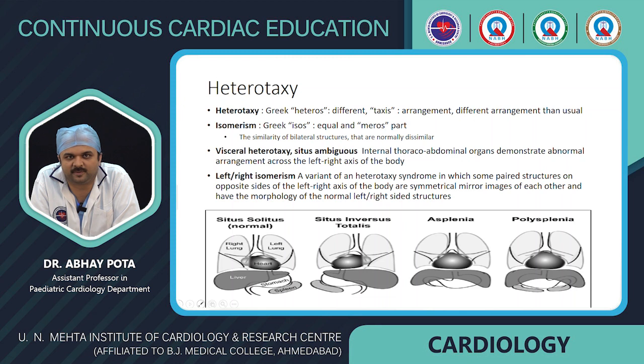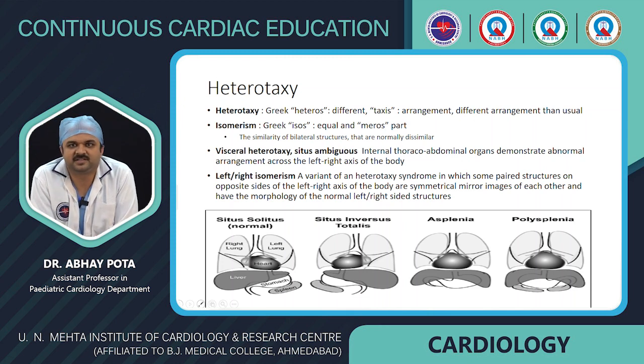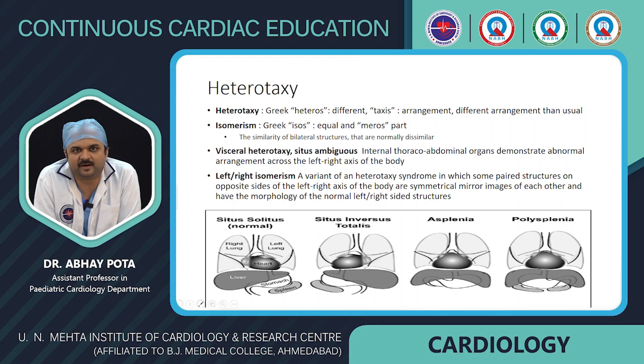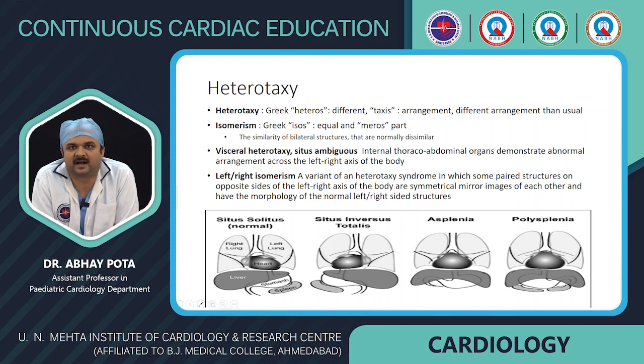Left and right isomerism are variants of heterotaxy syndrome. Basically they are part of heterotaxy syndrome in which some paired structures on opposite sides of the left-right axis of the body are symmetrical mirror images of each other and have the morphology of the normal left or right-sided structures. As we can see in this image, situs solitus we already discussed, and situs inversus we have discussed. What is asplenia and polysplenia? They are basically types of heterotaxy.